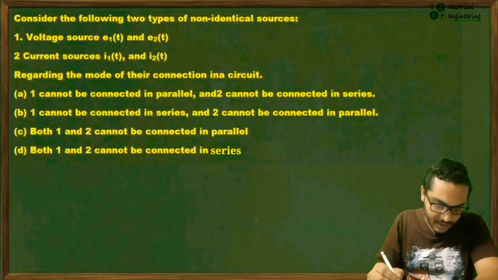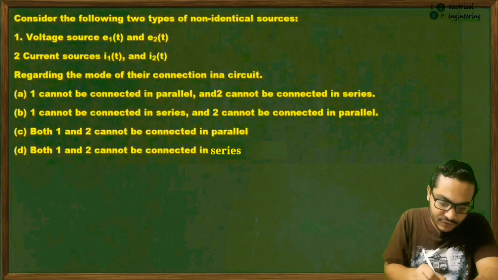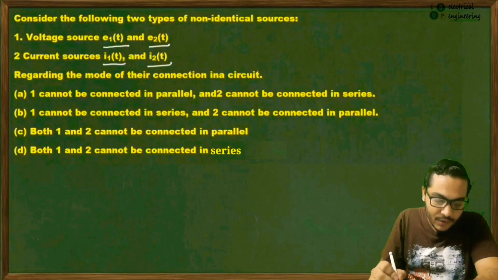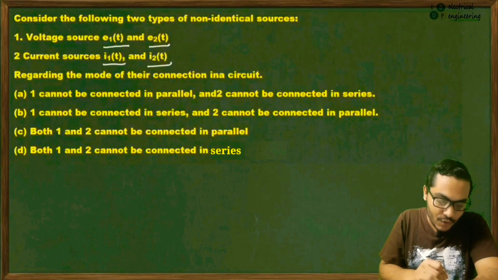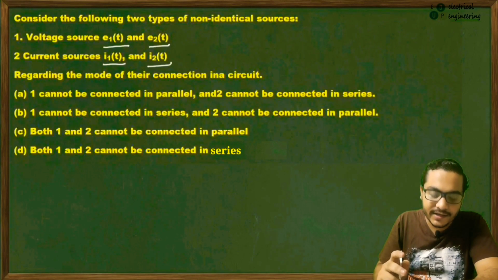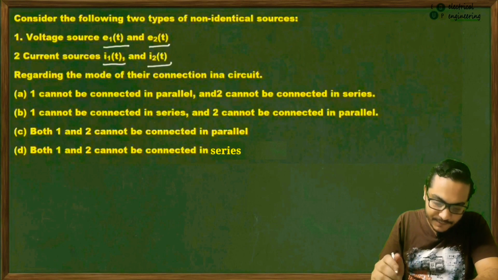In this question it says there are two voltage sources of different magnitude, E1 and E2, and current sources of magnitude I1 and I2. Now we have to tell which of the following conditions will be satisfied. Always remember one thing: we cannot connect two voltage sources of different magnitude in parallel, and two current sources of different magnitude in series. Why? Because if we connect voltage sources of different magnitude in parallel, it violates KVL. How? Let's see.